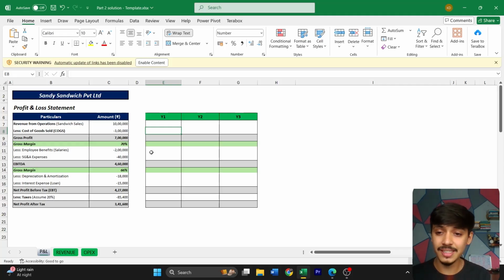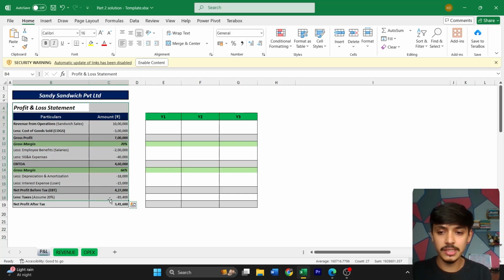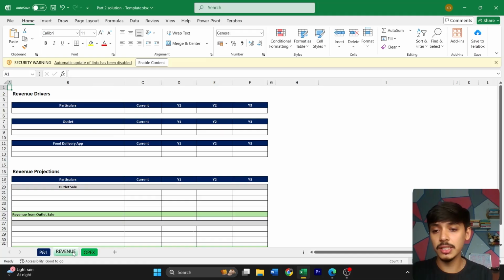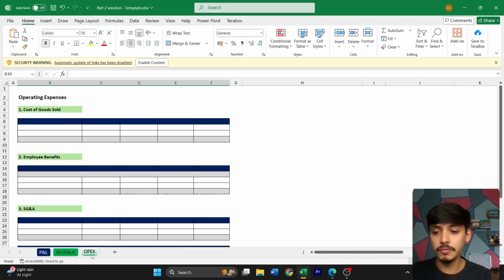Before we move ahead, this is the template of the 3 years of P&L statement that we are going to forecast for. This is the current year's P&L statement that we had already built during the first part. Today in this video, we are going to project for the next 3 years using this revenue template, and finally we are going to project all the operating expenses using this template.